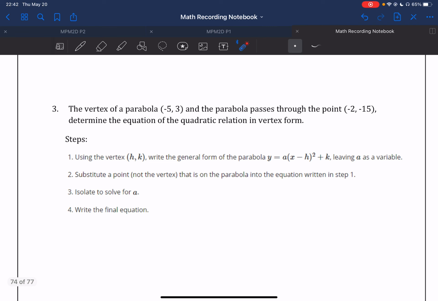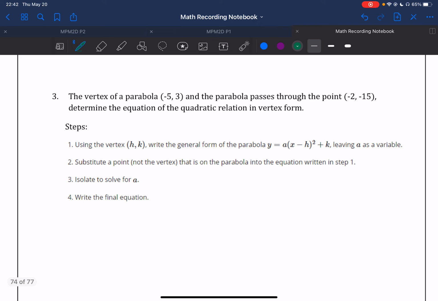Next part here is an example where we're given information and we need to find the vertex form. So we have the vertex of the parabola is (-5, 3). And the parabola passes through the point (-2, -15). Determine the equation of the quadratic relation in vertex form. So let's start off by writing out our vertex form. We have y equals a(x minus h) squared plus k.